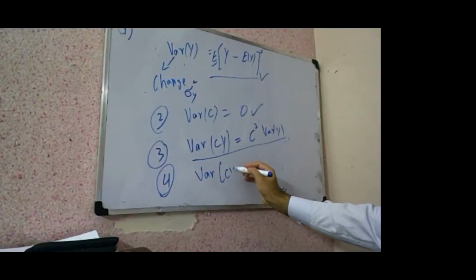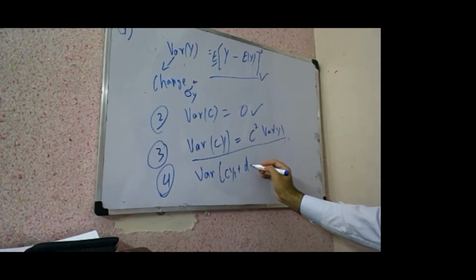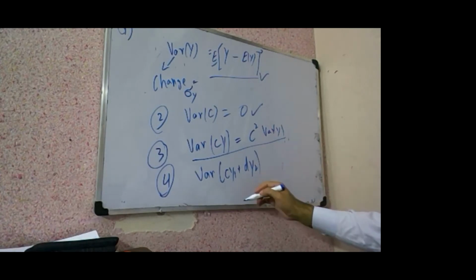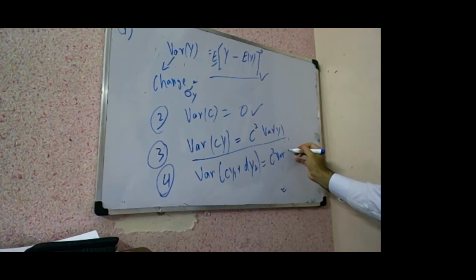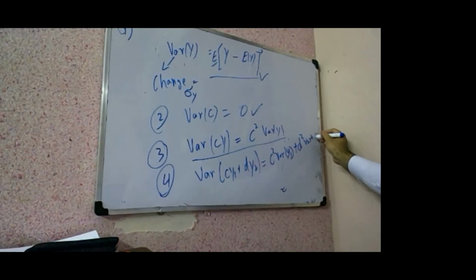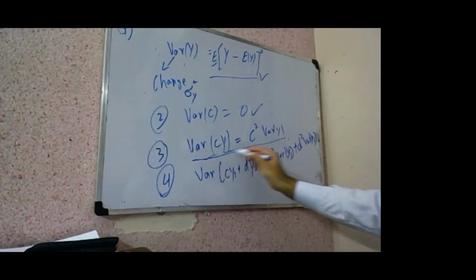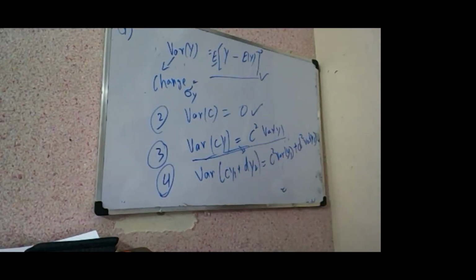Similarly, continuing the same concept, we can say that if we have two independent variables and constants with them, like c y1 and d y2, it can give us c square variance of y1 plus d square variance of y2. I didn't do anything, I just extended this to both of them.